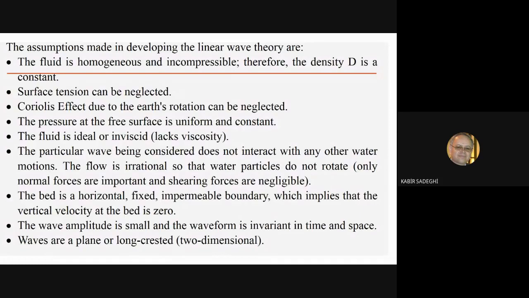First, the fluid is homogeneous and incompressible. Therefore, the density is constant. This is the first assumption. The second assumption: the surface tension can be neglected. The third one: the Coriolis effect due to Earth's rotation can be neglected. I am sure that you have seen the Coriolis effect in dynamics, and it's very interesting. What is that? When you throw a particle from the top, it goes to the ground, but not in a straight line. It rotates as it comes down. That component of velocity and acceleration that makes the rotation is the Coriolis effect, which I hope you see in dynamics.